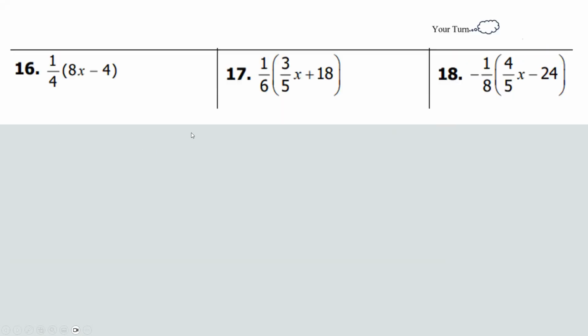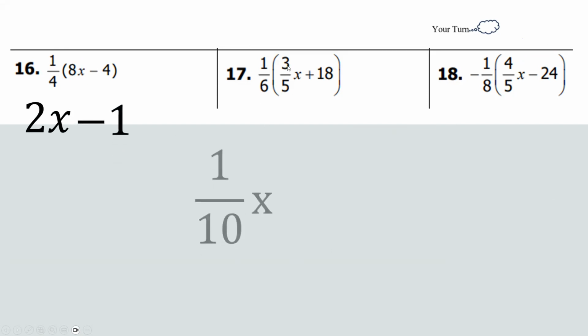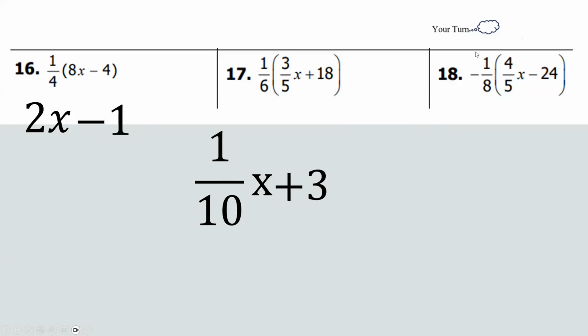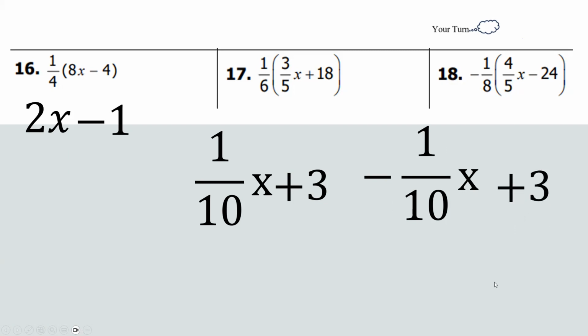Let's take it up a notch. Okay, let's add some fractions, shall we? Again, don't overthink this. Hit Control Divide and then do 1/4 times 8. 1/4 times 8 will get you 2. Stick an x with it. 1/4 times a -4, -1. 1/6 times 3/5x is going to be 3/30, which reduces to 1/10x. 1/6 times 18 is a positive 3. -1/8 and positive 4/5 is going to give you -1/10. -1/8 times -24 will give you a positive 3.